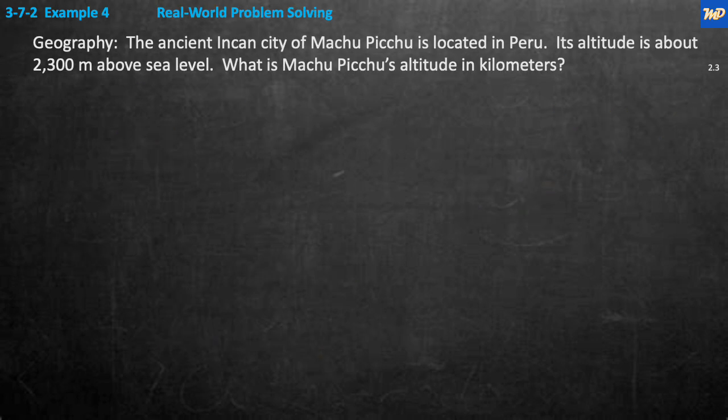Example 4. It's a real world problem. It's a geography problem. The ancient Incan city of Machu Picchu is located in Peru. The altitude is about 2,300 meters above sea level. And it wants to know, what is Machu Picchu's altitude in kilometers? So they give it to us in meters, and they want kilometers, or km. Okay, so I'm going to write down 2,300 meters. So we know we have that much, and we know we're going from meters to kilometers because they want to know it in kilometers.